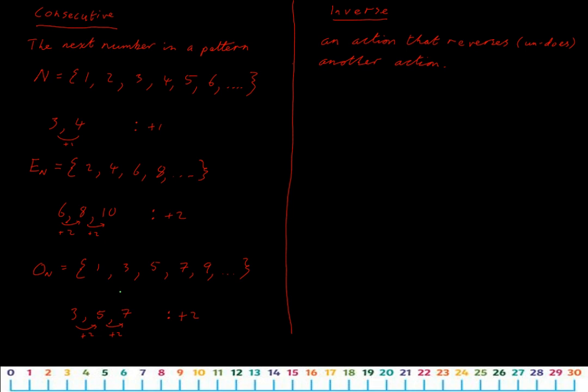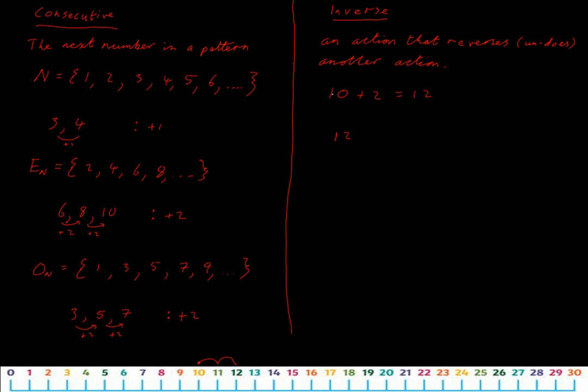Now, inverse is our other idea for today. And inverse just means an action that undoes another action. Let's make this more concrete, because that sounds a little bit abstract. If I start out at the number 10 and I add 2 to it, I get bigger by 2, I'm going to end up at 12. So now I'm at 12.